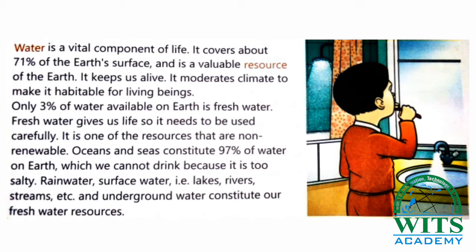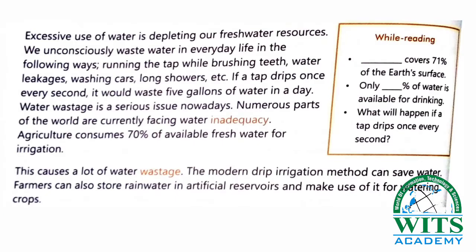Now students, turn your page and come to page number 44. Excessive use of water is depleting our freshwater resources. We unconsciously waste water in everyday life in the following ways: running the tap while brushing teeth, water leakages, washing cars, long showers, etc. If a tap drips once every second, it would waste 5 gallons of water in a day. Water wastage is a serious issue nowadays.